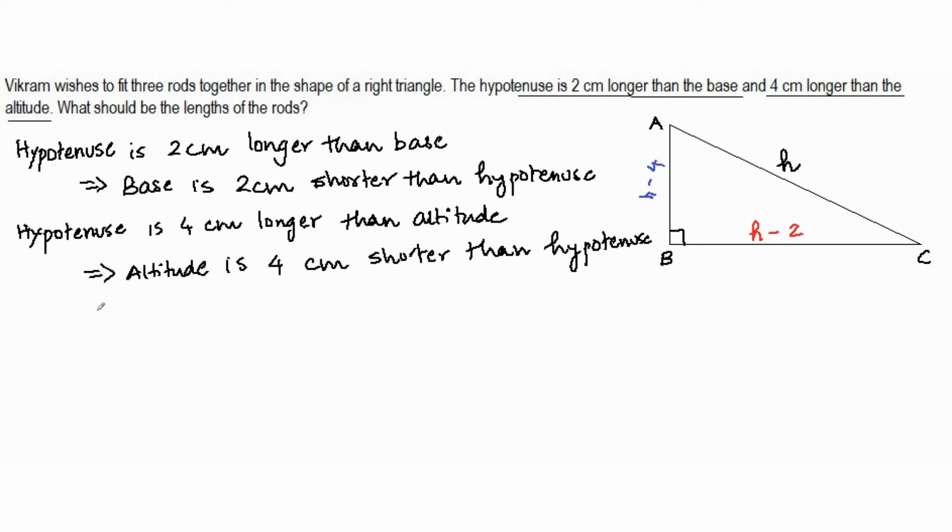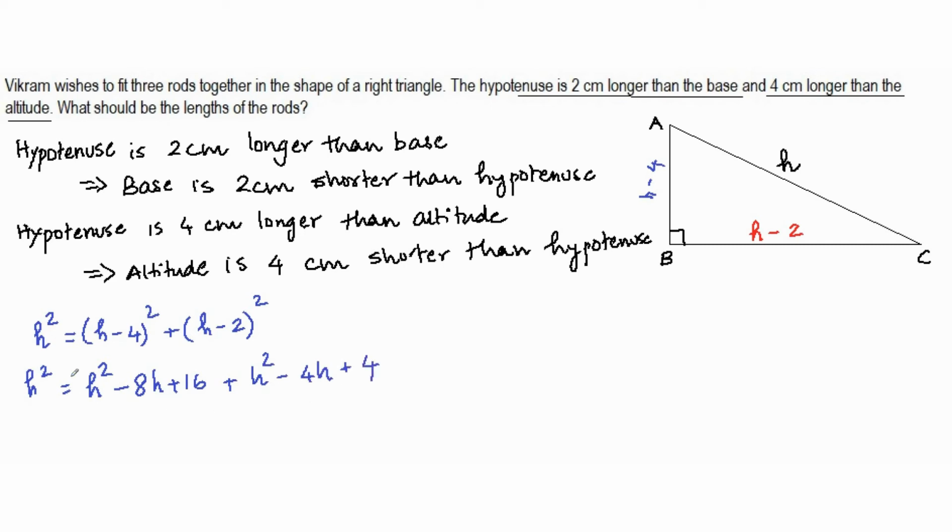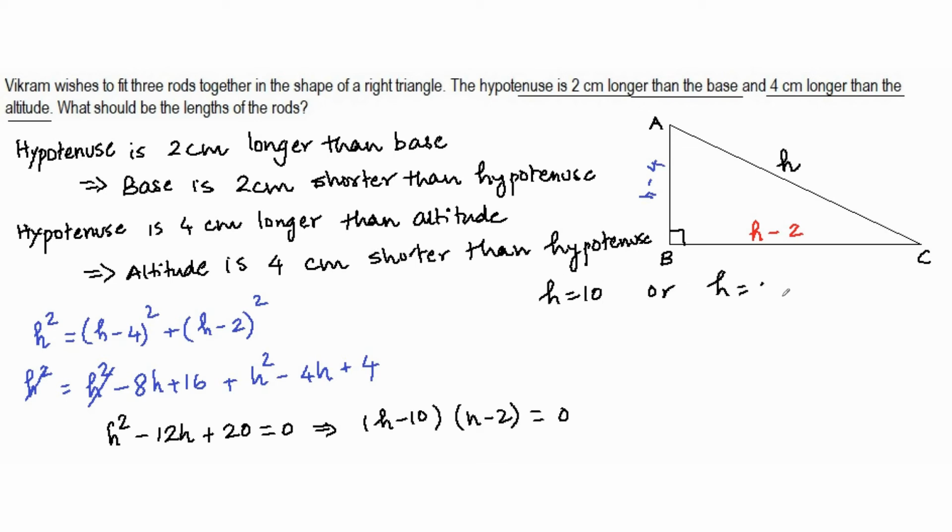So let us build the equation now. We get h square is equal to h minus 4 the whole square plus h minus 2 the whole square. Of course, I can expand using a minus b the whole square. That's a square minus 2ab plus b square, plus a square minus 2ab plus b square. H square cancels, and therefore the equation that I get is h square minus 12h plus 20 is equal to 0. So therefore I get h minus 10 multiplied by h minus 2 is equal to 0, which means h is equal to 10 or h is equal to 2, right?